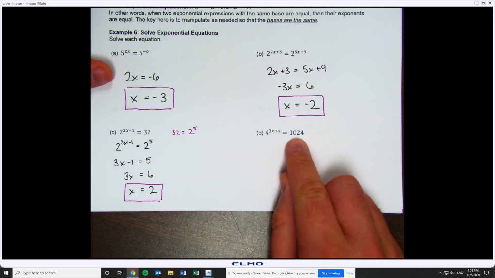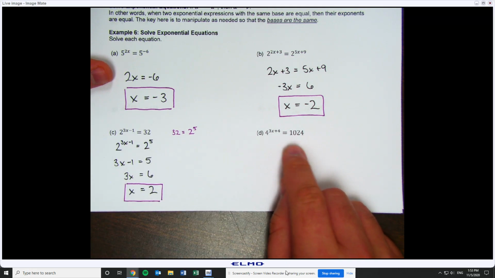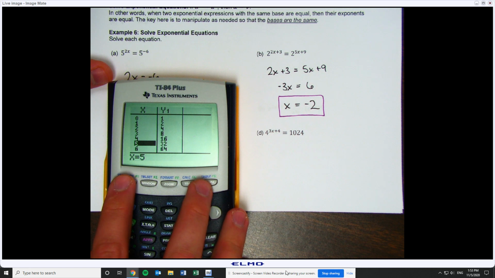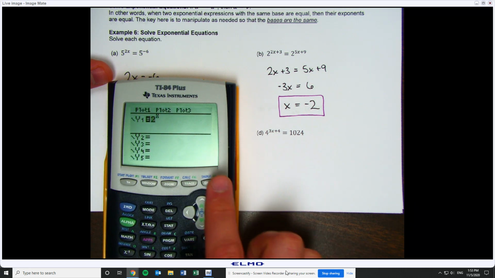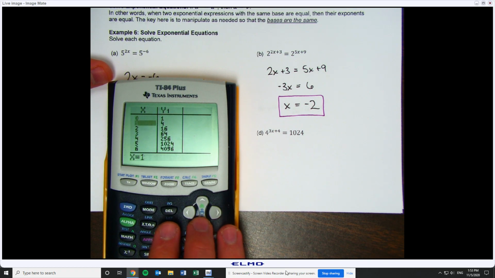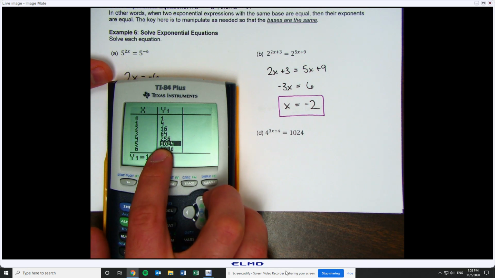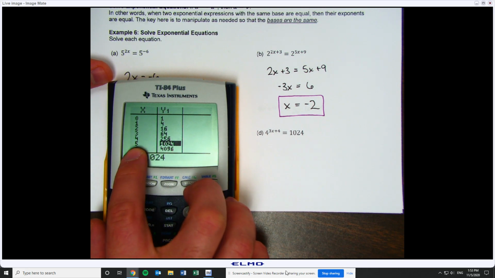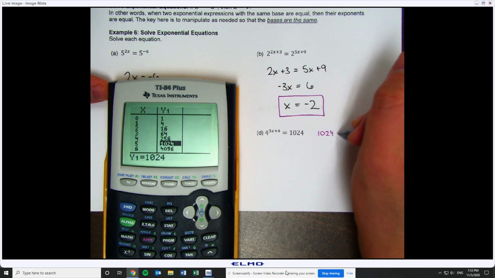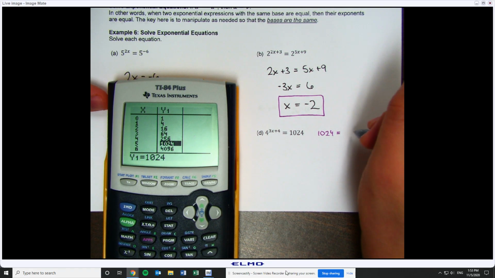So right here, I can do the factor tree method to see if I can change 1024 into base 4, or the calculator is a little bit easier to do right here. So I'm going to go right here. I want base 4, so I'll put 4 to the x power. I see 1024 shows up when my exponent is 5. So 1024 equals 4 to the 5th power.